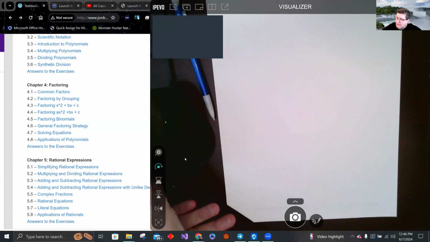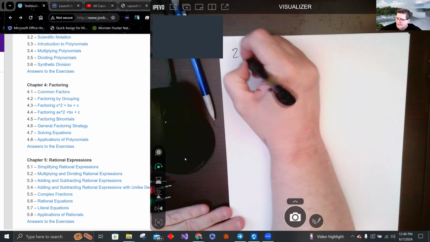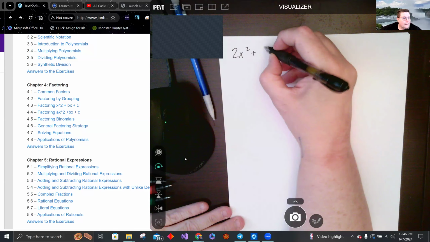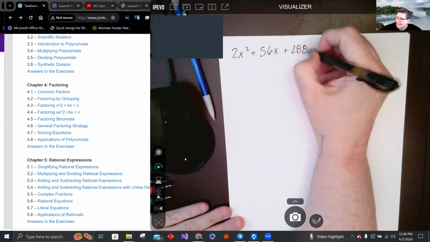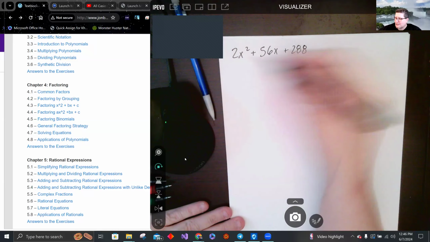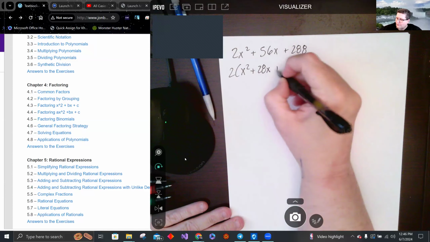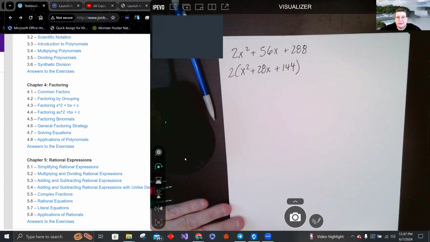So I'm going to do another one. This actual one doesn't start as an ax squared or a equals 1, but you're going to see that we can simplify it. If I factor out a 2, this is x squared plus 28x plus 144. Go ahead and try to find the 2 factors. Pause the video and give it a try.